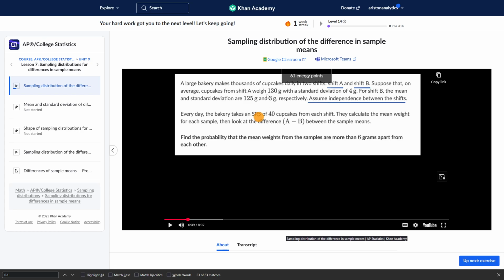Okay. Average weight, standard deviation. They're independent, so that's okay. Every day, the bakery takes 40 cupcakes from each. Calculate the mean for each sample, then look at the difference. So find the probability that the mean weights from the samples are more than 6 grams apart. So we're going to have a sampling distribution of the difference in sample means.